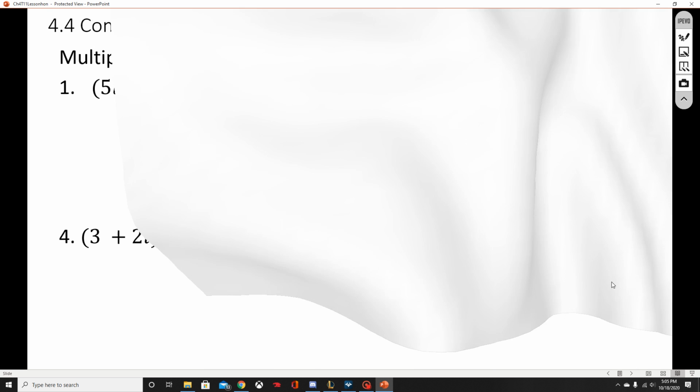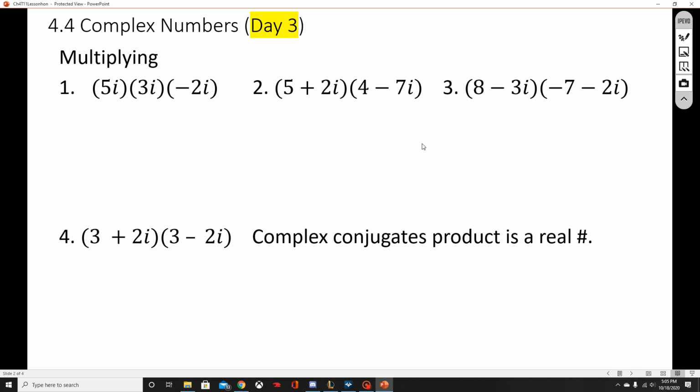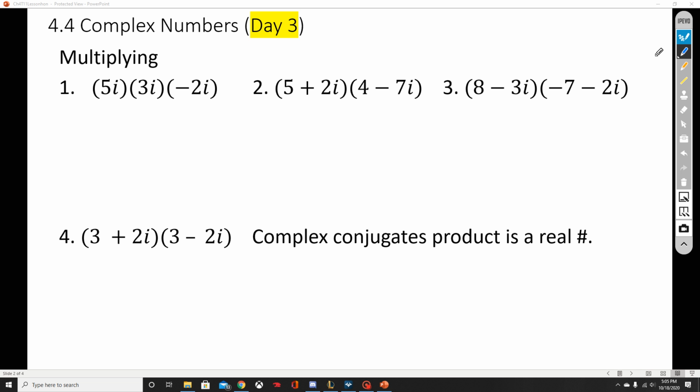Let's first start by multiplying some complex numbers. So we have 5i times 3i times negative 2i. So 5 times 3 times negative 2. So 5 times 3 is 15 times negative 2. So that's negative 30. And then i times i times i, that's i cubed.